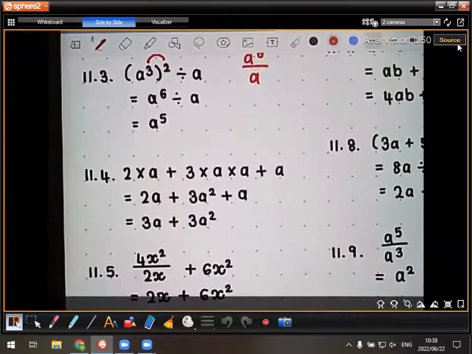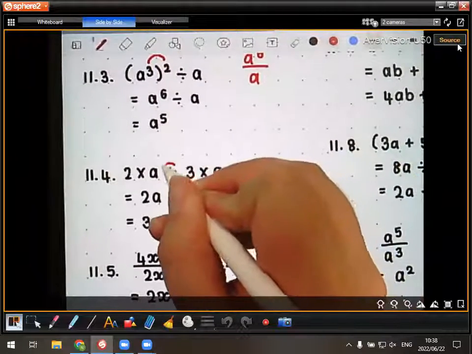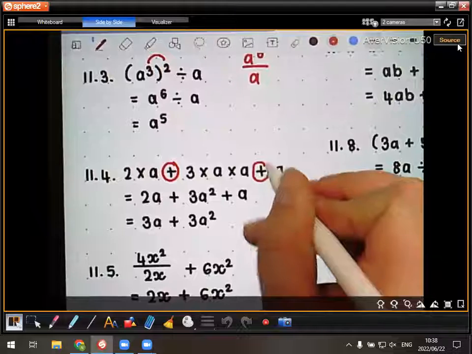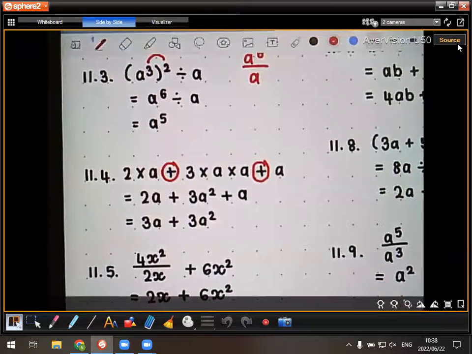11.4 was a BODMAS question, guys. So when we get a BODMAS question, we circle the pluses and minuses, remember? Then we need to simplify all those terms before we can start adding and subtracting. So 2 times a is 2a, plus 3 times a is 3a squared. We take that plus again, and that is just an a.